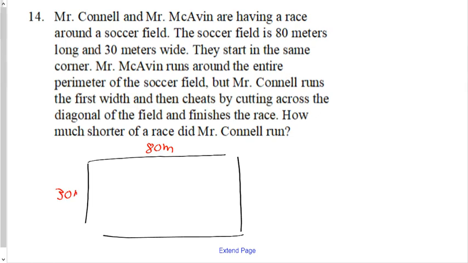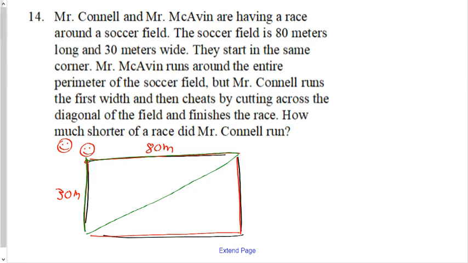80 meters. 30 meters. Start. There's Mr. McAvin. There's Mr. Connell. Mr. McAvin, being the more athletic of the two, is going to run the entire soccer field. Mr. Connell, who's old and a cheat, ran here, and then when he started lagging behind, he cheated. He went across here and then back this way. How much shorter was Mr. Connell's distance?